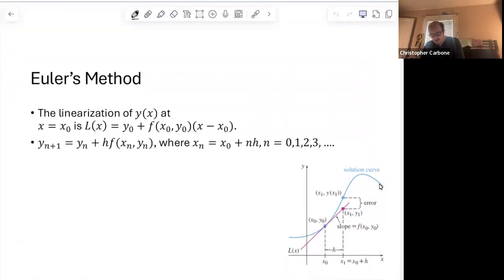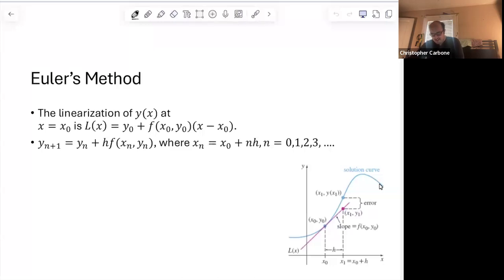This is the linearization of y of x at the point x is equal to x sub 0: L of x is equal to y sub 0 plus f of x sub 0 comma y sub 0 times x minus x sub 0. But the way to actually use this is to take the formula at the bottom, y sub n plus 1 is equal to y sub n plus h times f of x sub n comma y sub n, where x sub n is x sub 0 plus n times h, n being 0, 1, 2, 3, and so on.